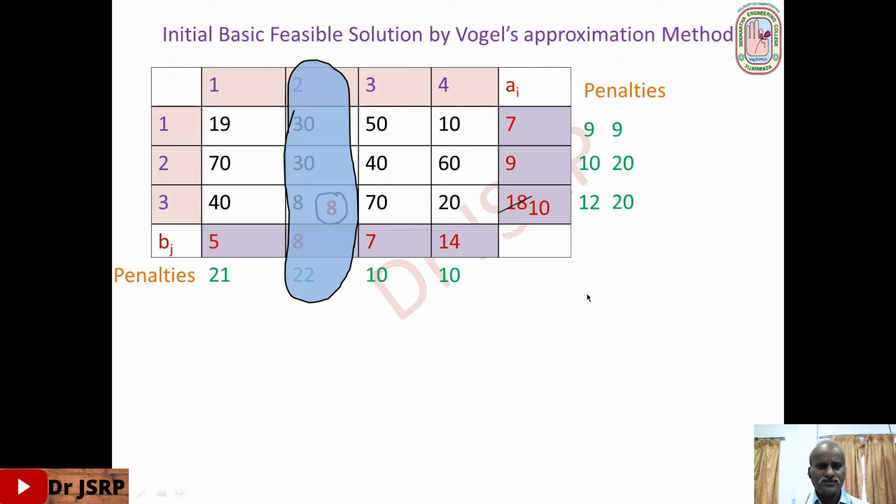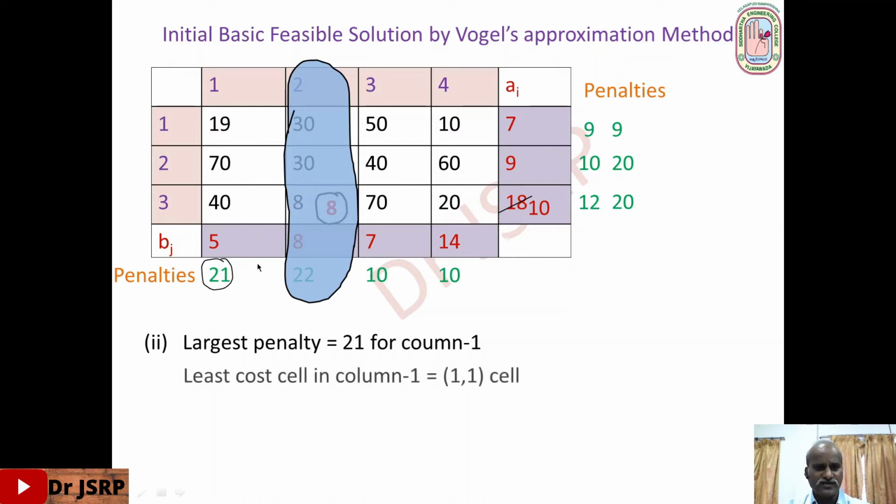So in the next step, the row penalties are these three and the column penalties are these three. Among these penalties, identify the largest penalty. So the largest penalty equals 21. This is the largest penalty among these, and it is for column 1. Next identify the least cost cell in column 1. That is the 11 cell. So X11 equals the minimum of the corresponding available amount 7 and the corresponding requirement 5. That is 5. Write 5 here and circle it.